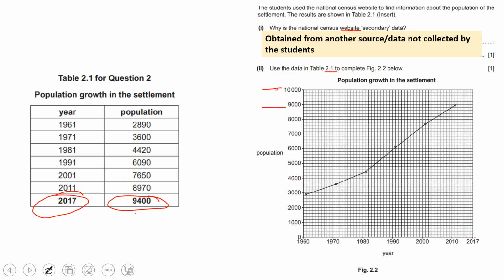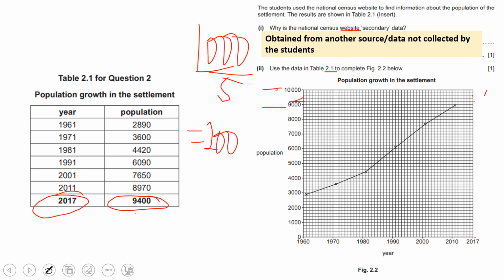So that means if the difference is 1,000, I have 5 smaller boxes. If you divide by 5, this will give you 200. So each small box will represent 200. So this will be 9,200, 9,400. So if you trace it down to 2017, you are looking at this value here. Then you join it up.